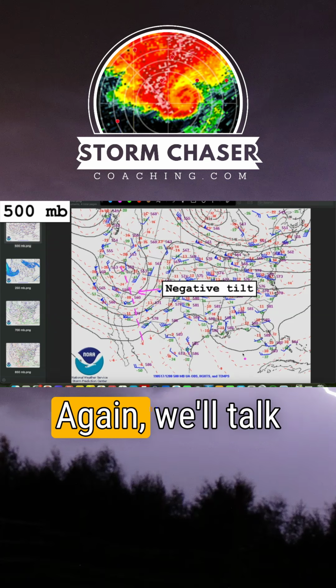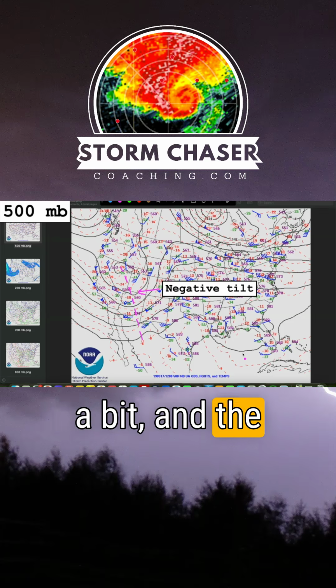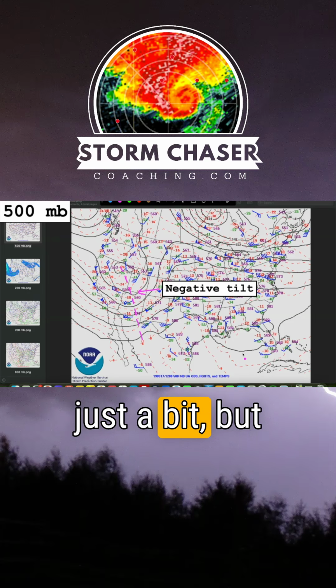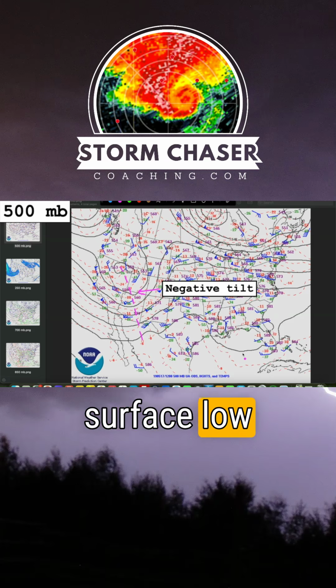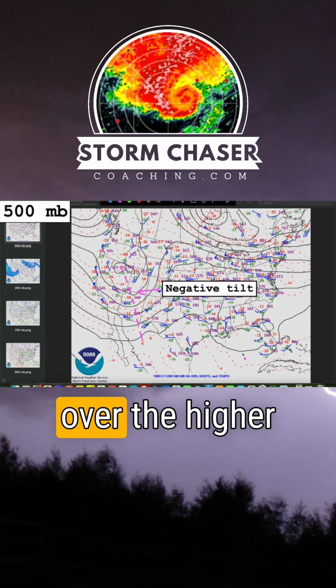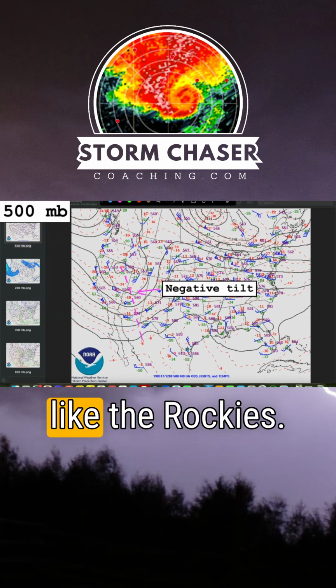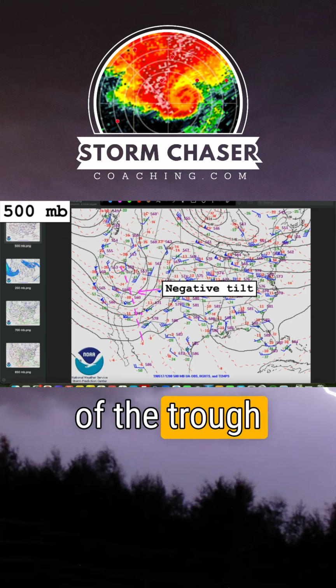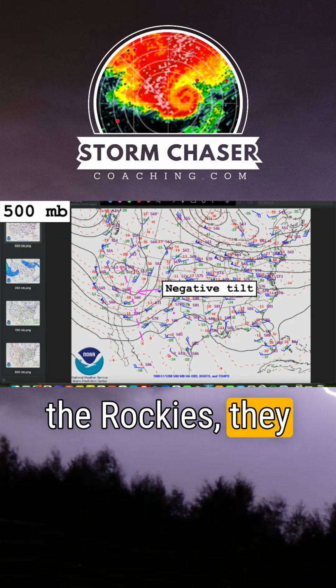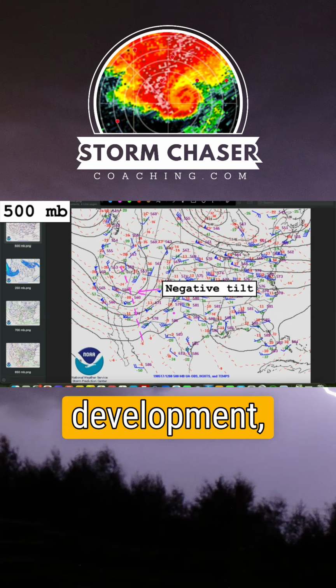cyclone development. Again, we'll talk about the low levels here in just a bit and the surface here in just a bit. But these troughs tend to induce surface low development, especially when they go over the higher terrain areas like the Rockies. So when these strong winds go through the base of the trough and go over the higher terrain of the Rockies, they tend to induce surface low development, surface low pressure development.